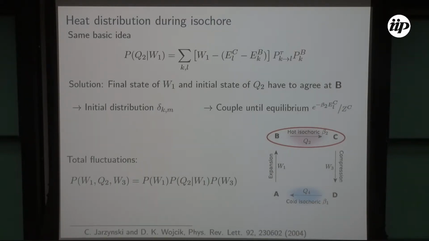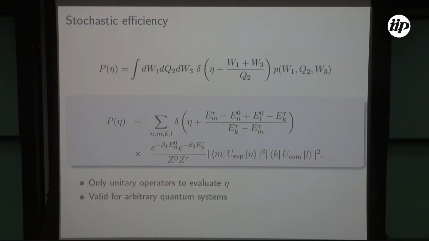We also make one further simplification. We assume full thermalization of the system with the heat bath. So the transition probabilities are just given by the thermal distribution. If we combine all of that, we then obtain an expression for all of the fluctuations, and one can then integrate over all the values of the work and the input heat, using the property of the delta function, to obtain an expression for the efficiency distribution of our Otto engine.